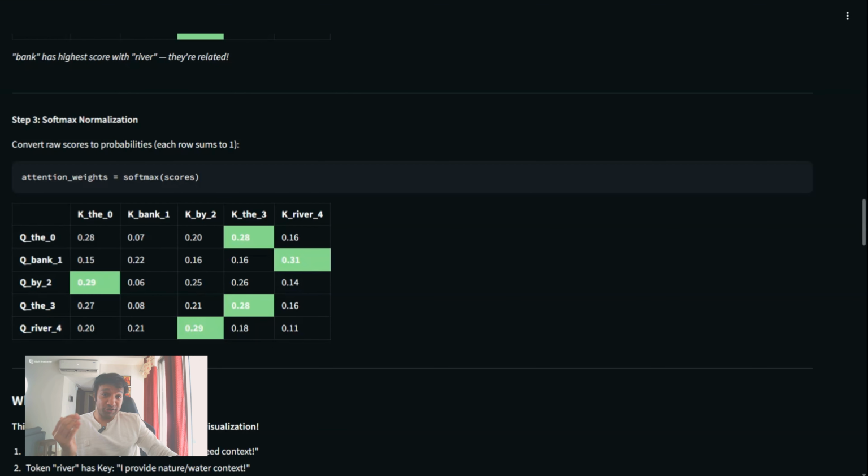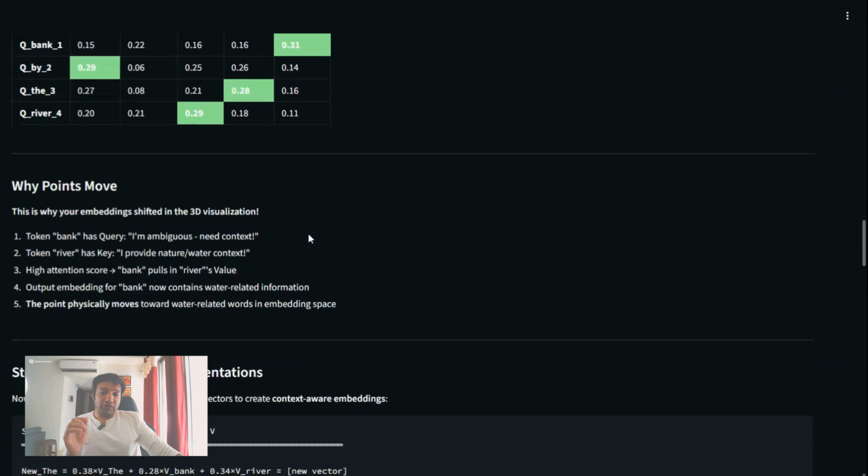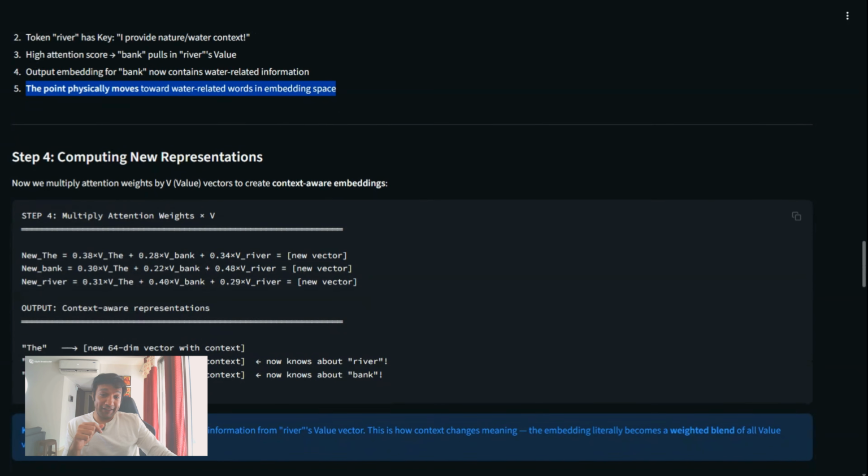Step 3 will be softmax normalization, which is nothing but scaling this so that every row sums up to 1. Now, this is exactly why your points moved. Token bank has a query: I am ambiguous, I need some context. Token river has a key: I provide nature and water context. A high attention score, and bank pulls meaning from the river's value. The output embedding for bank now contains water related information. The point physically moved towards water in the embedding space.